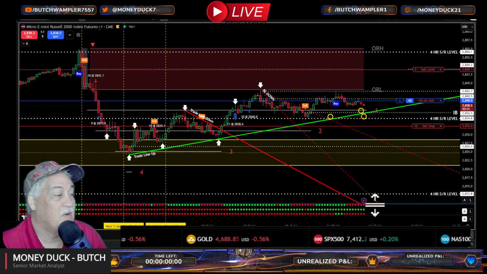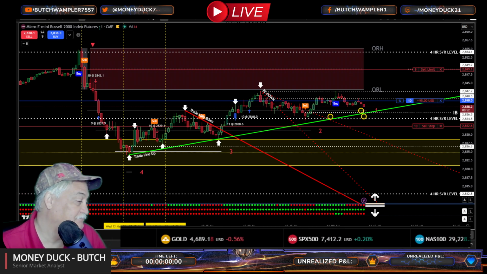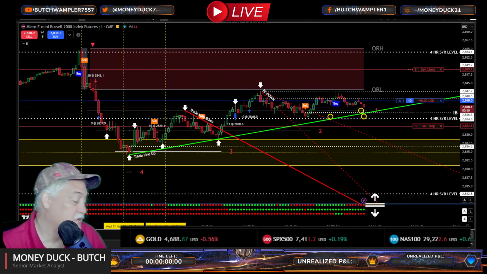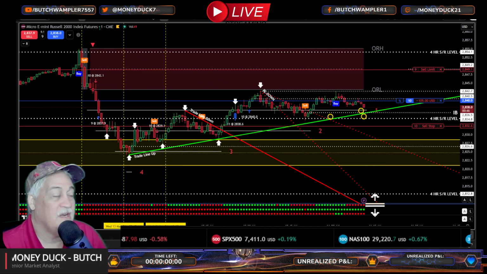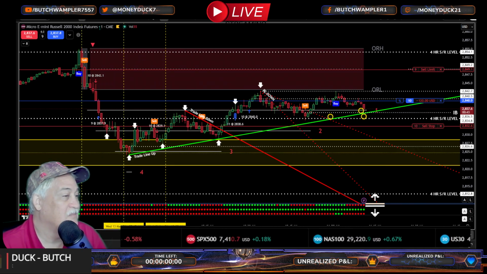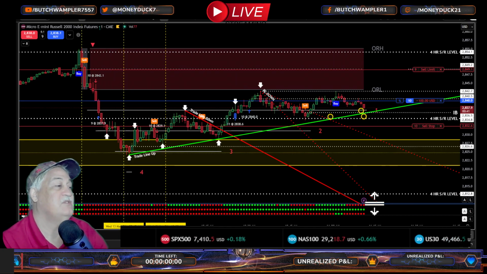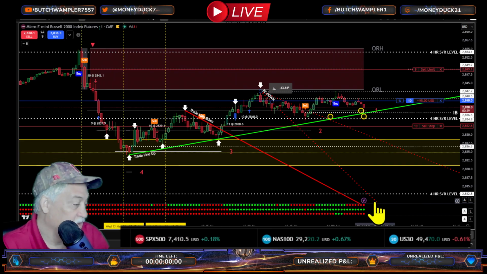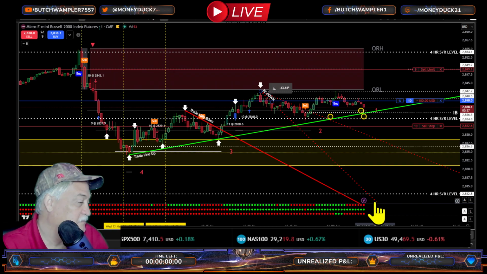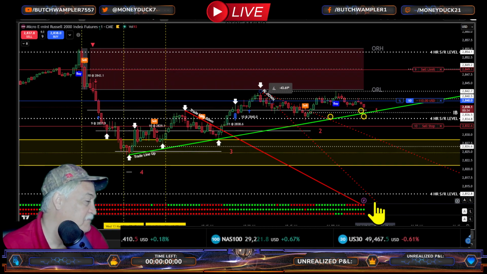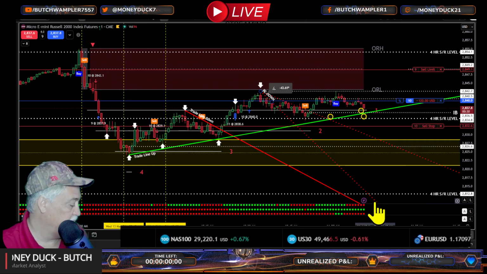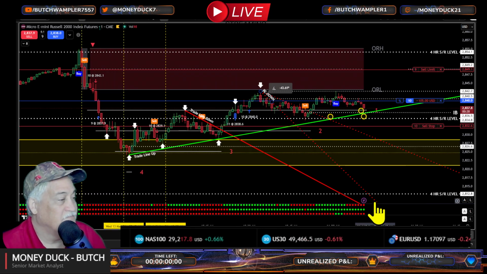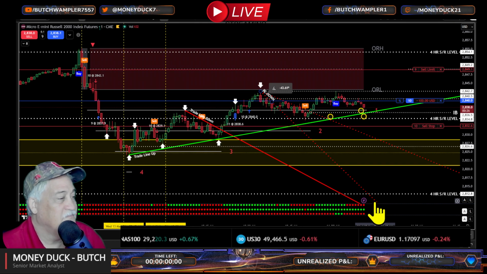Was hoping this would break for us and turn our day back positive before we end the show today. It may not. I may cut this off, may still be in the trade. It just depends on what happens here. Right now it's 11:11. Is that right? Yeah. There's that little pullback.